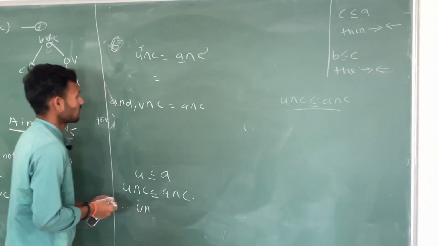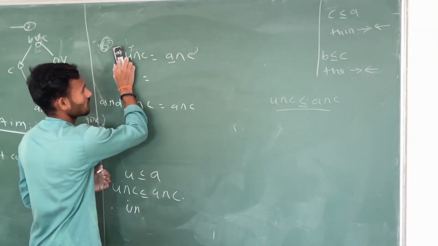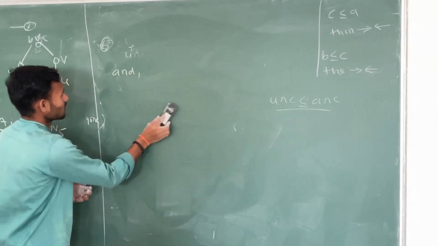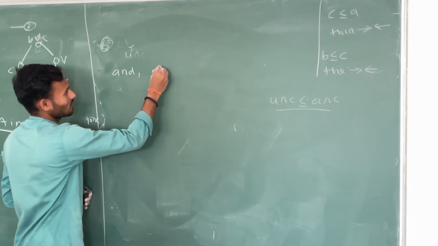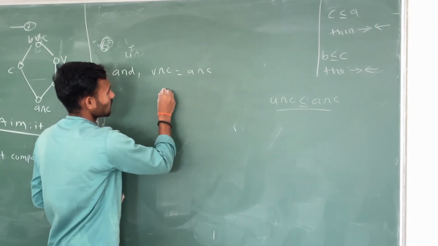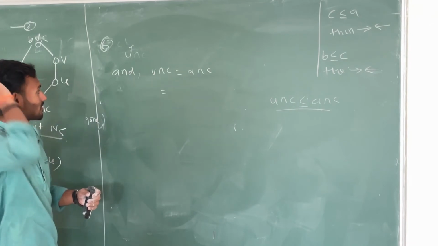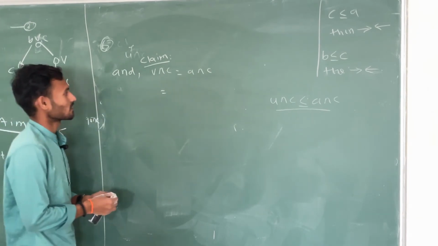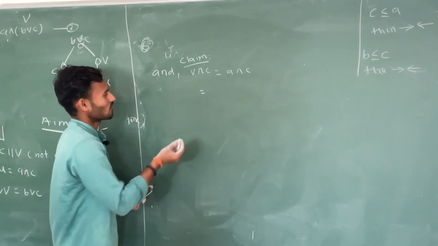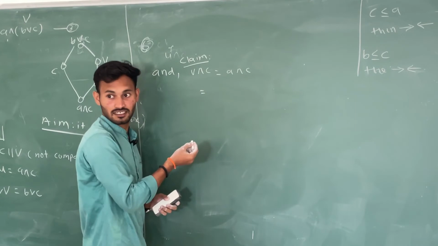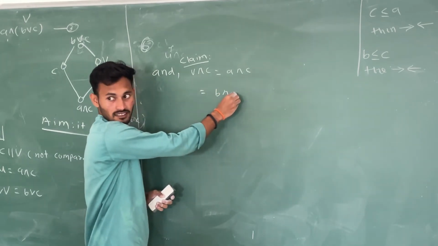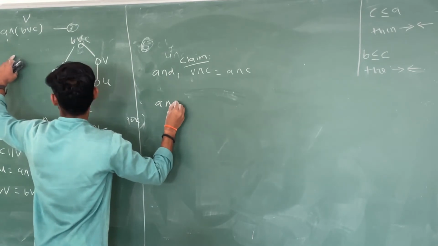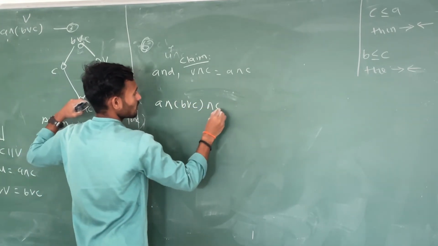You erase everything, left side, right side, above, and right below also. Go slow. What is V meet C equal to? A meet C. That we have to prove. That is the claim. So what can I write? B meet C, which value? A meet with C. Okay.